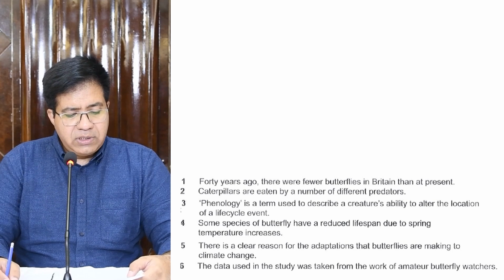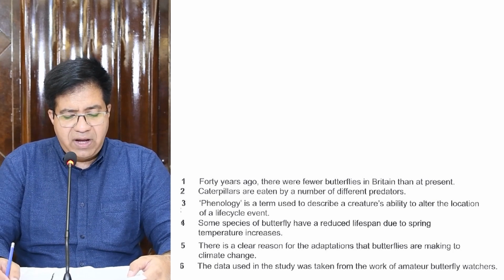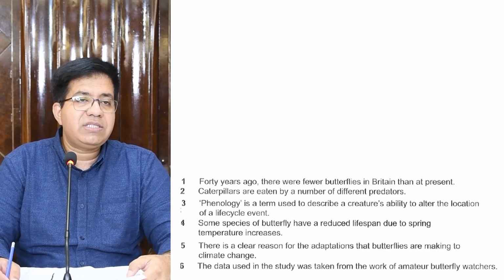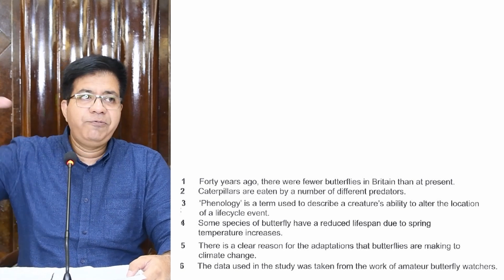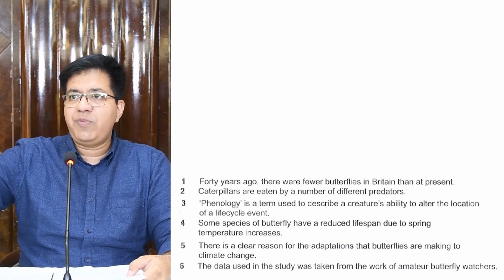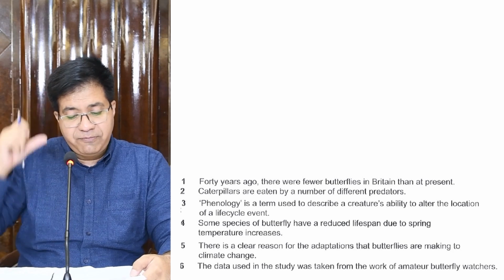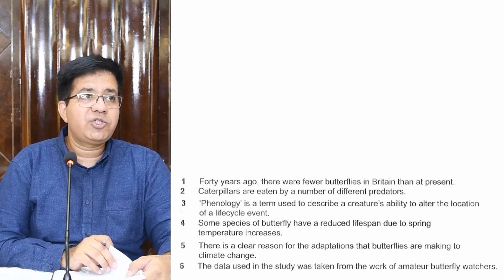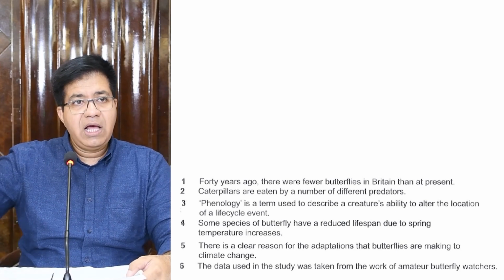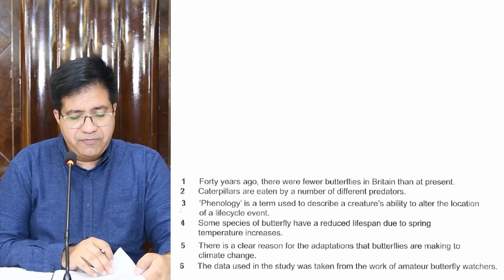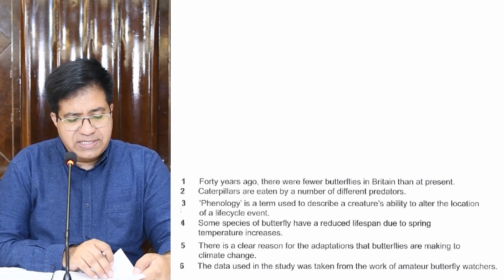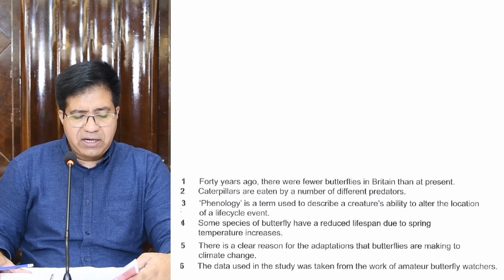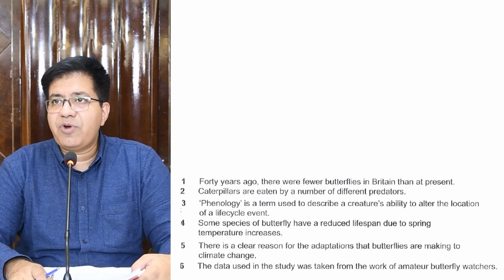Question number 4. Some species of butterflies have a reduced lifespan due to spring temperature increases. Reduced lifespan means before it was 25 days, now it is 21 days. So if some species of butterflies have a reduced lifespan due to spring temperature increase, answer is true. If there is some other reason, answer is false, otherwise not given. Now we are going to look for spring temperature, lifespan and all that. Well done. Third paragraph, third line, there we can see temperature and all that.